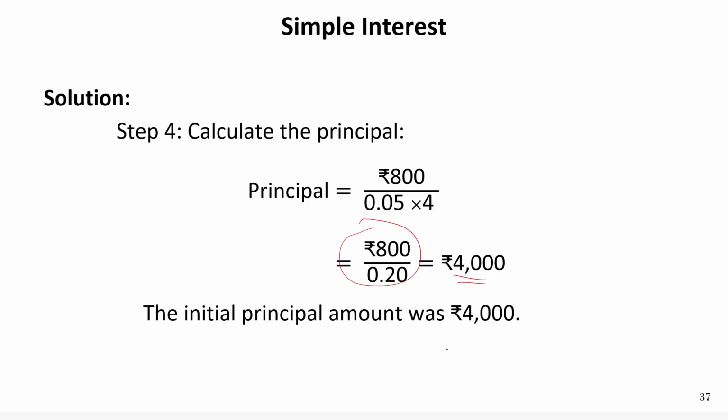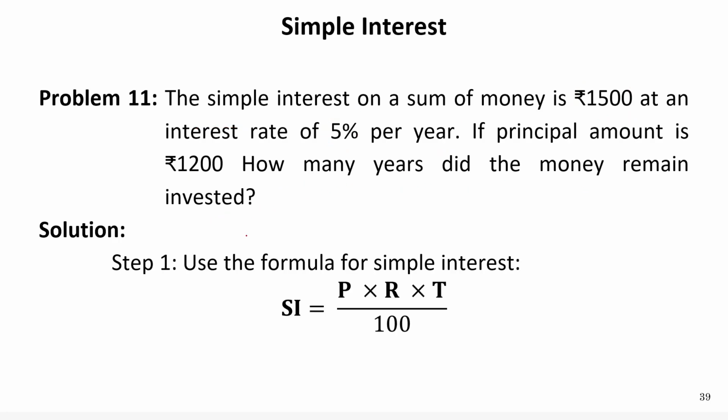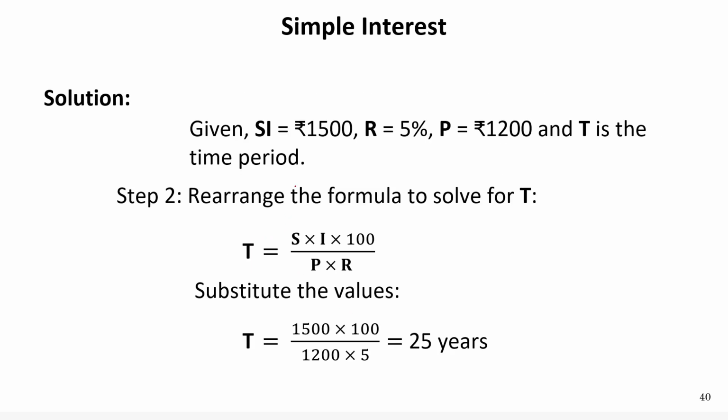Okay, so let's see problem number 11. The simple interest on a sum of money is 1500 at an interest rate of 5% per year. If the principal amount is 1200, how many years did the money remain invested? So let us use the formula for simple interest. SI is equal to PRT by 100. So given SI is equal to 1500, R is equal to 5%, P is equal to 1200. Then T is the time period. So rearrange the formula to solve for T, right? So T is equal to what? SI into 100 by PR. So substituting this value, what we are left with is 25 years.